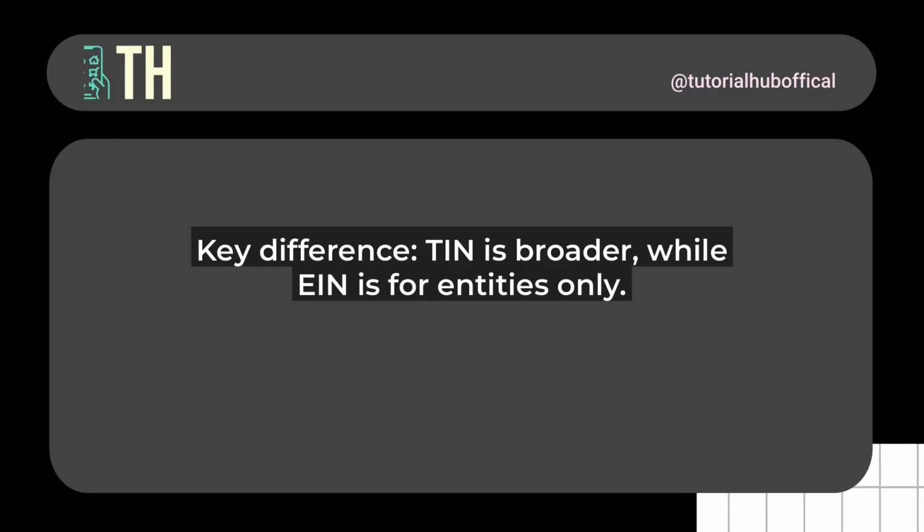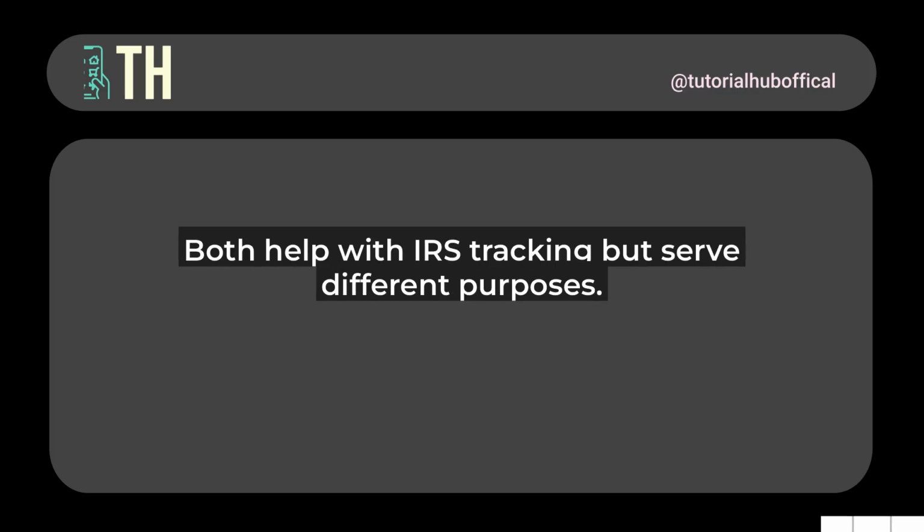So, what's the key difference? While a TIN is a general category that can apply to individuals, an EIN is a specific type of TIN meant for entities. For example, if you're an individual freelancer, you might use your SSN as your TIN. But if you incorporate your business, you'll need an EIN to separate your personal and business taxes. One isn't better than the other, they're just tools for different situations. In 2025, with evolving tax regulations, it's more important than ever to get this right to avoid penalties or delays.